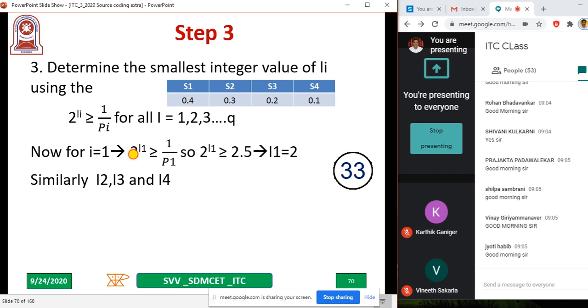Similarly, L3 equal to... 2 raised to L3 is greater than or equal to 1 by P3. L4, 2 raised to L4 is greater than or equal to 1 by P4. So, type your answers in the chat box. L2 equal to, L3 equal to.